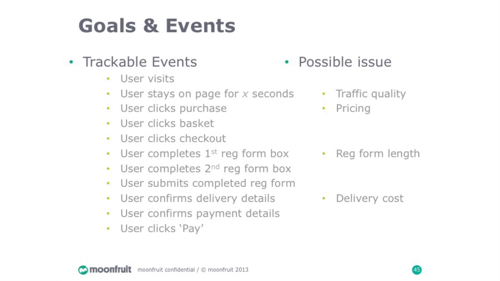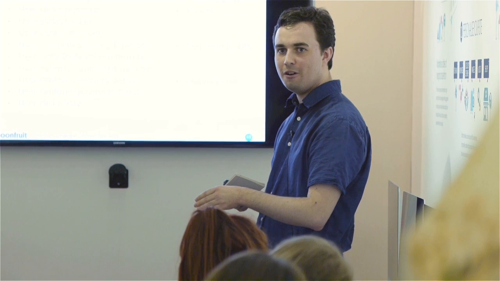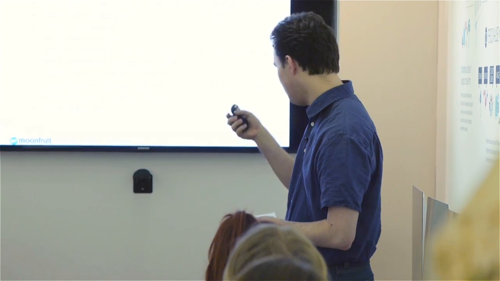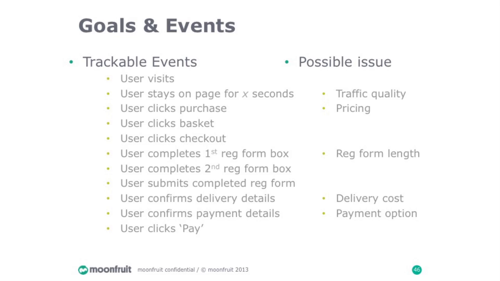User confirming delivery details. Delivery cost is a big one here. Also, international delivery. Again, the location report we looked at earlier. If you're seeing people drop off at your delivery phase, have you got more international people buying this than you think you do? If so, are you delivering internationally, and are your international prices a little bit OTT? Worth looking into.